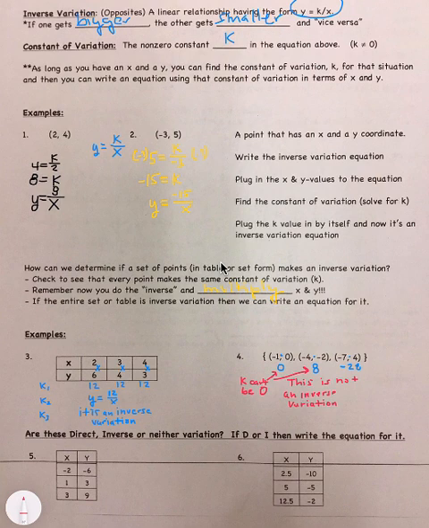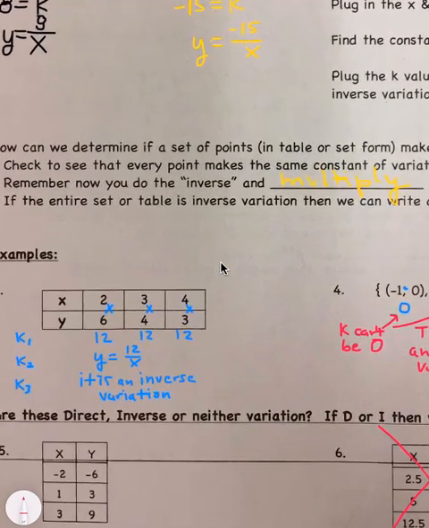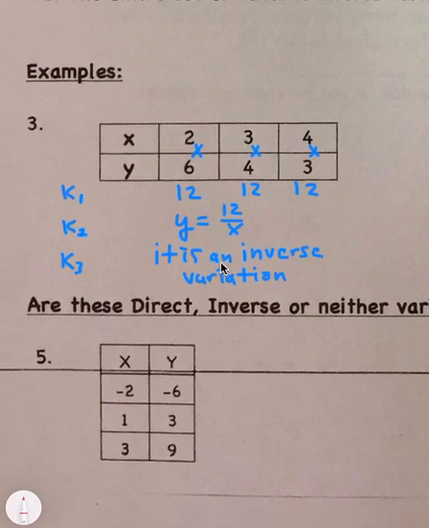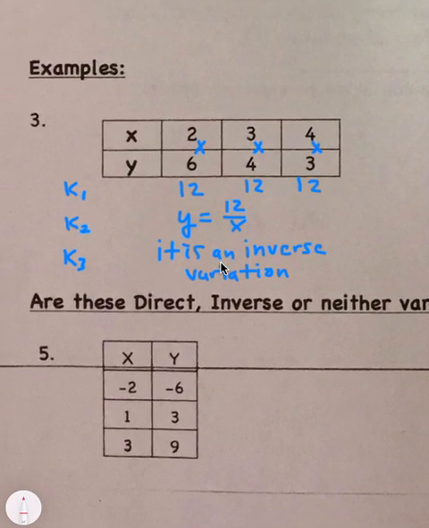And then we're going to look at, I don't want to do 6 because it's a bad example. We're going to look at 5. Are these direct, inverse, or neither variation? If direct or inverse, then write the equation for it. So kind of the rule of thumb is if both the x's and y's are going in the same direction, getting larger or smaller, try your direct variation. If one is getting larger and one is getting smaller, then try inverse.